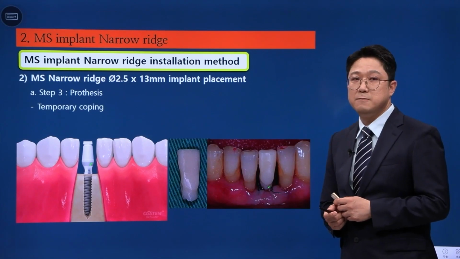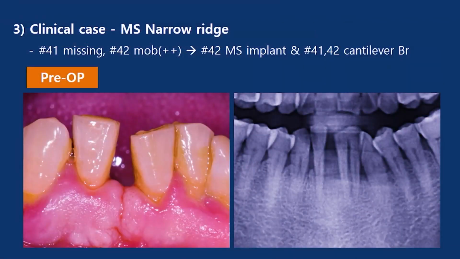Let me share with you a clinical case. The patient had crowding in the lower anterior. Number 41 was extracted, and there was mobility in number 42, and the patient wanted an implant. The space in number 41 was very tight. I decided to place the implant in number 42, and I decided to use a cantilever in number 41.